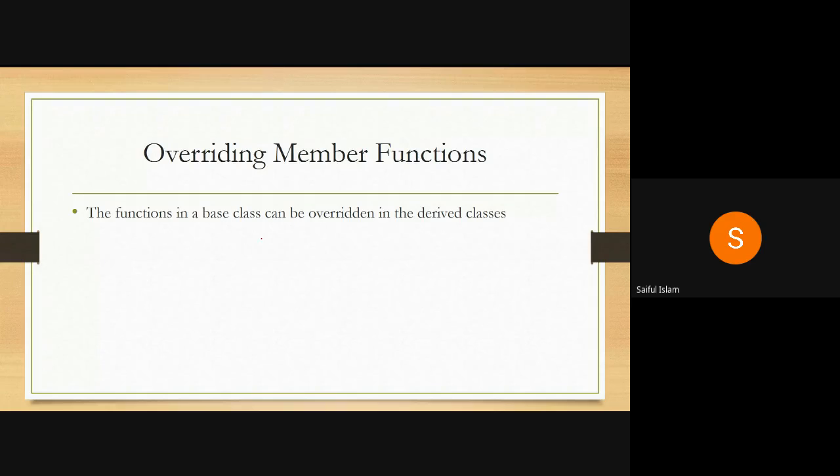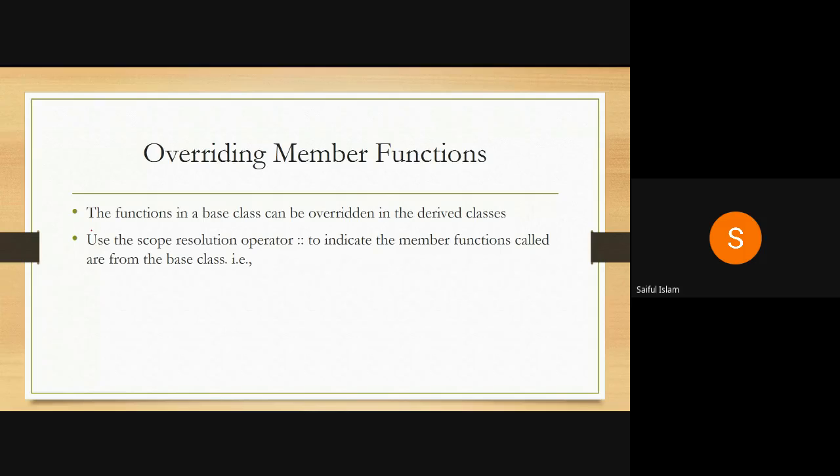So a function in a base class can be overridden in a derived class. Use the scope resolution operator to indicate that the member function called is from the base class. So come back to the previous example. This was the example that we discussed for inheritance.